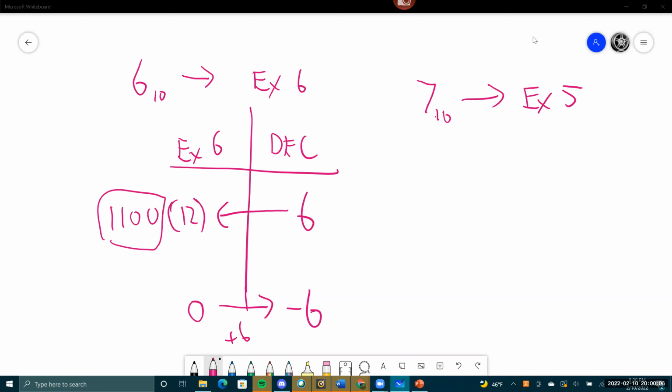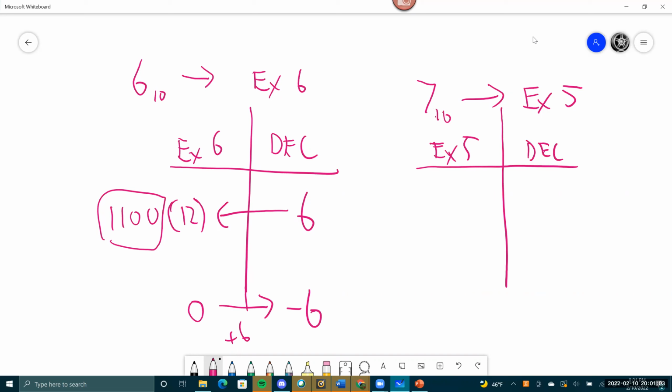Okay, so let's do this together. Excess 5 to decimal conversion. 0 corresponds to -5. So I have 7. So moving in this direction, it's +5, right? So 7 plus 5 is 12. And now we end up with 1100 also.